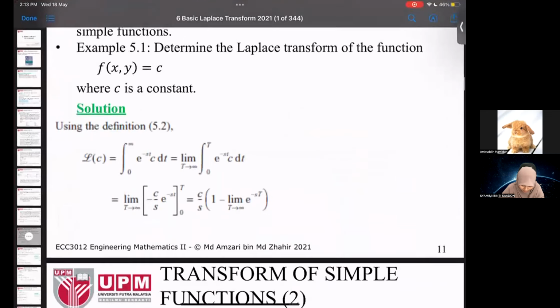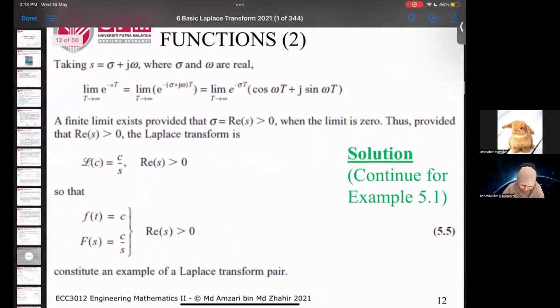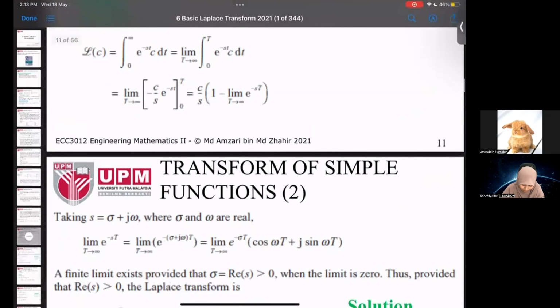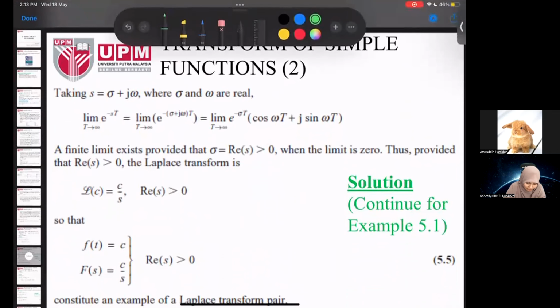Second example, with a little bit of explanation. The s just now is a complex number, so the complex number can also be written in terms of real and imaginary parts. The complex number equals gamma plus j omega, where j is the imaginary unit, and gamma and omega are real numbers.